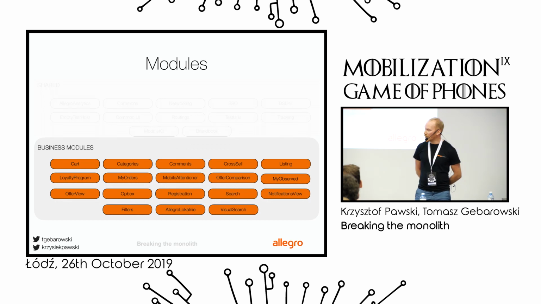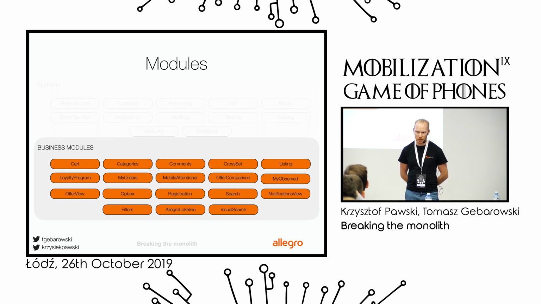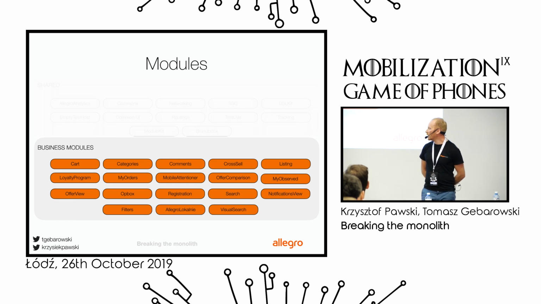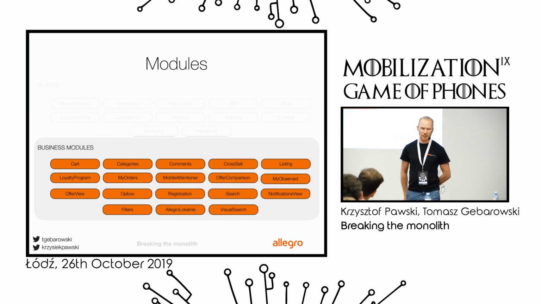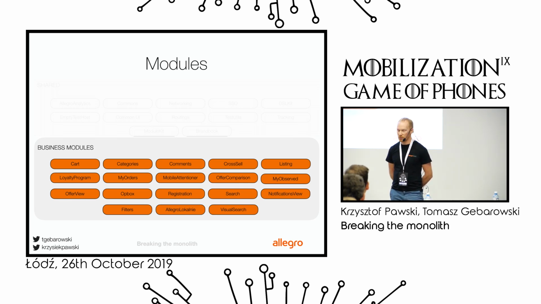We also have 18 business modules. We are trying to keep each autonomous feature in a separate module. So we have things like card, registration, search, listings, and so on. Some of them are for big features which have multiple views like card or loyalty program, but also there are modules for really simple features like filters or notifications view. And in fact, notifications view is just a simple table view which displays received notifications. And when a user taps such a notification, he or she is redirected to another module.